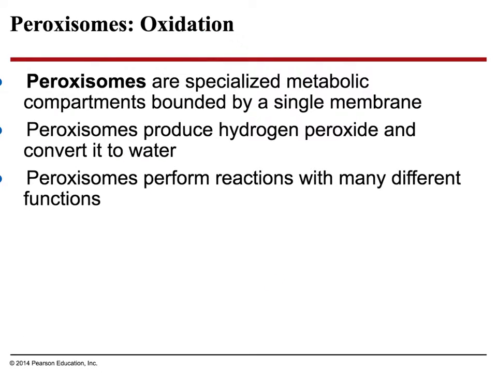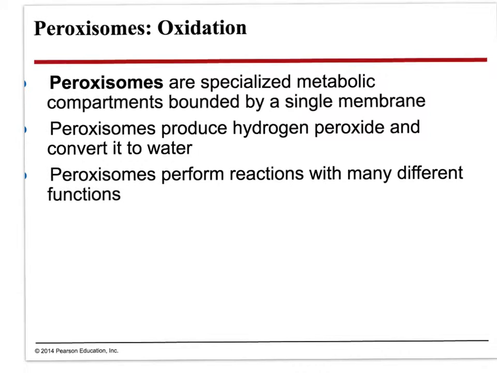Okay? Last little one is peroxisomes. All right, and this is important in oxidation. These are specialized vacuoles. Okay? You read about vacuoles, hopefully, in the beginning of chapter 4. But peroxisomes have enzymes that produce hydrogen peroxide. Okay? And then they convert it to water.